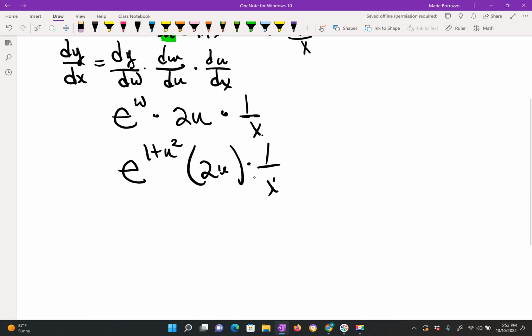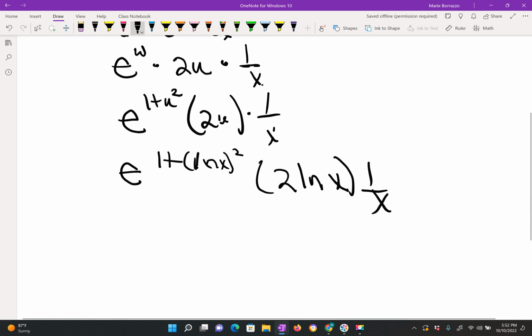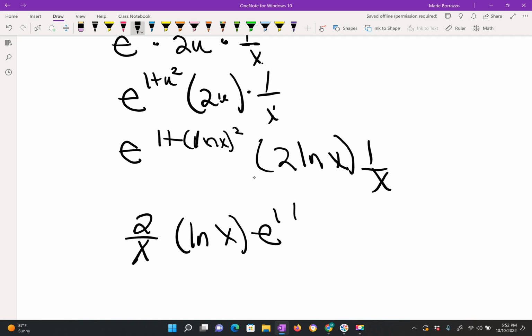Which simplifies as I continue as e to the 1 plus the natural log of x squared, times 2 natural log of x, times 1 over x. And your final answer here, if I do the math, basically will be 2 over x times the natural log of x times e to the 1 plus the natural log of x squared.